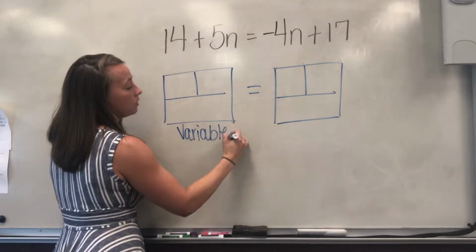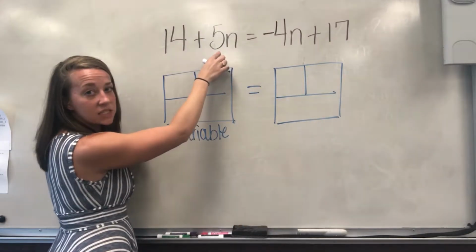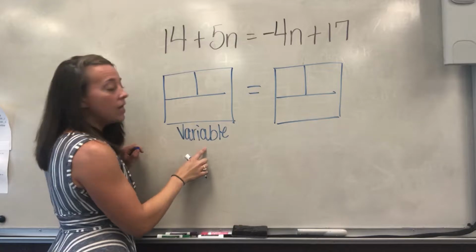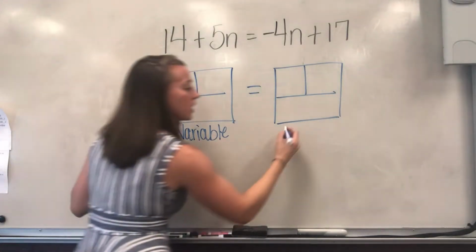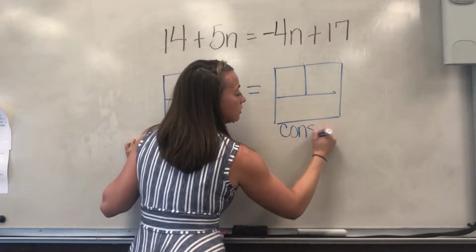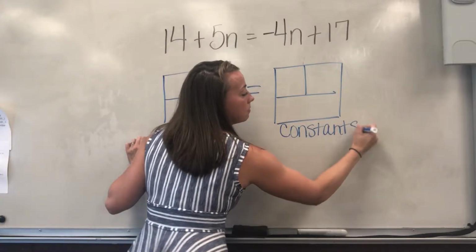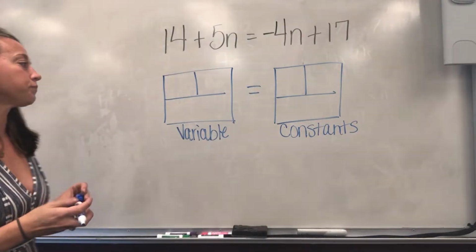And I'm doing this on the left because my left side is the side that has the most amount of variables anyways. If I wanted to call the right side variables, I could and it wouldn't matter. I'd get the same answer. But my right side is going to be my constants here in this case.